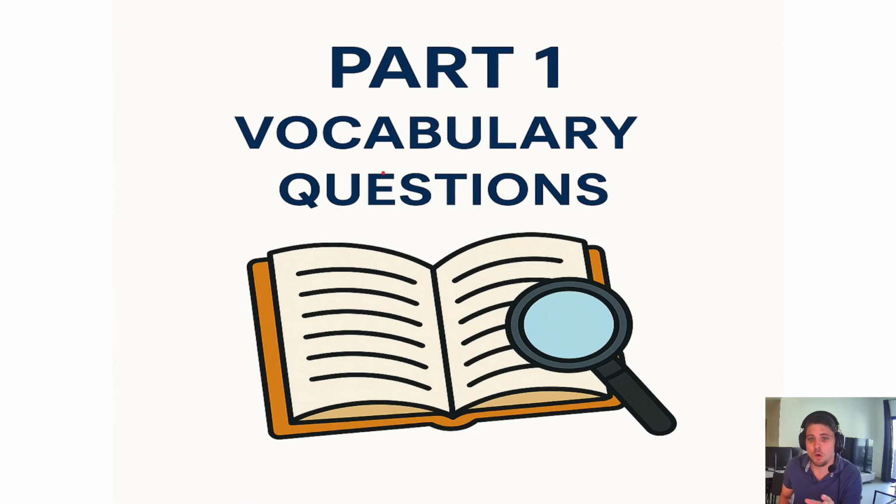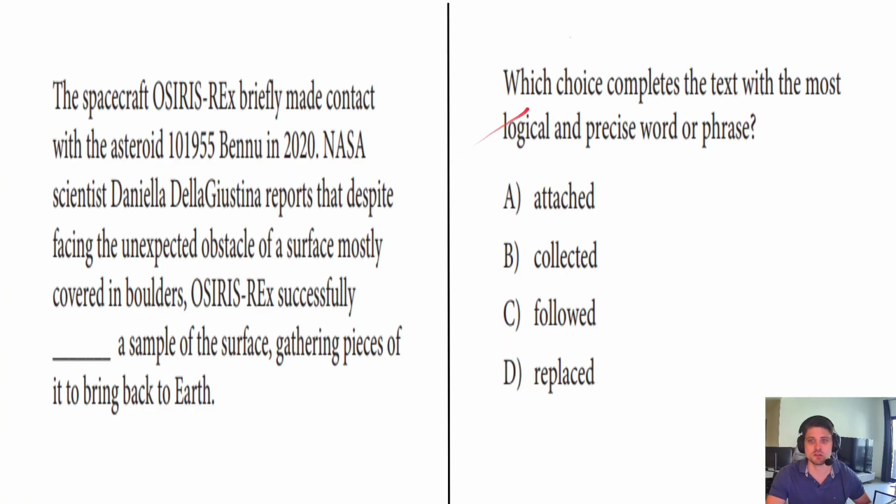In this video, I'm going to overview some sample vocabulary questions from the Reading and Writing SAT. Now, these questions always appear and they always come first. And just like every other question type on the SAT, there are specific strategies that you can follow that will lead you to the correct answer every time. So let's start with the vocabulary questions.